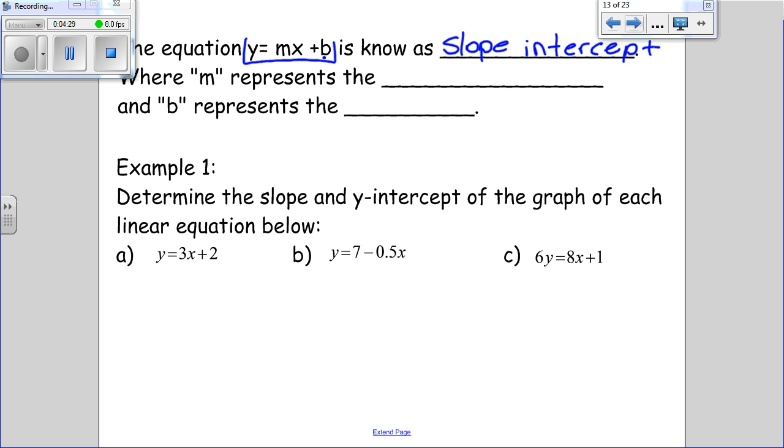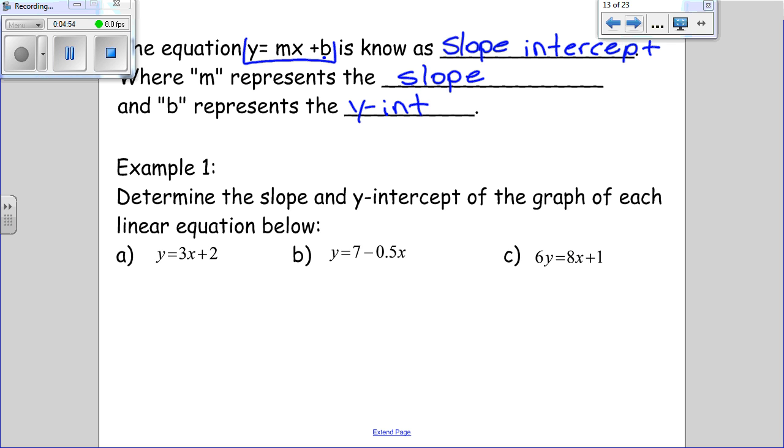What do you think m is? Slope, right? M always stands for slope. So in this equation, that's no different. The m value is the slope of any given equation. And that constant value, that b value that's just being added or subtracted on at the end, that is always your y-intercept.